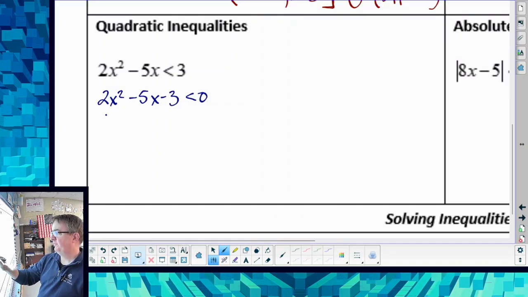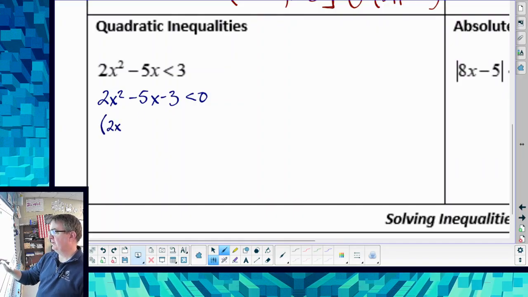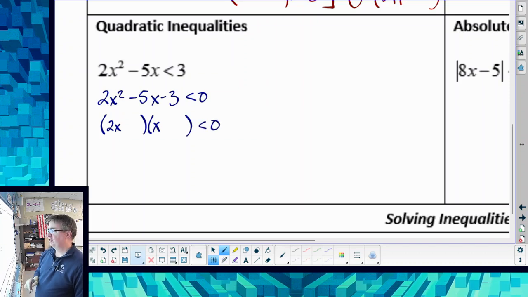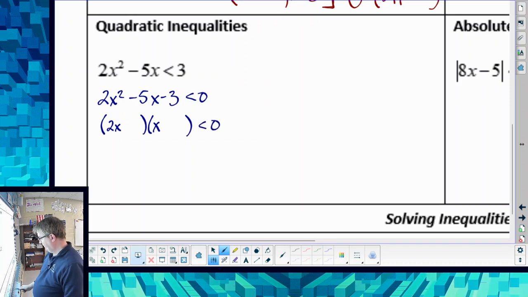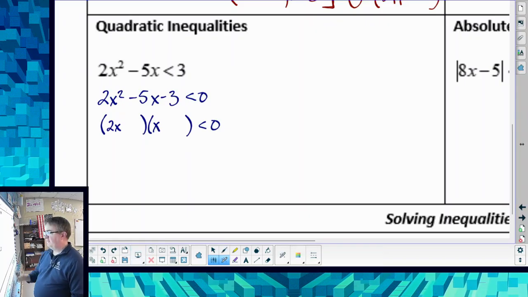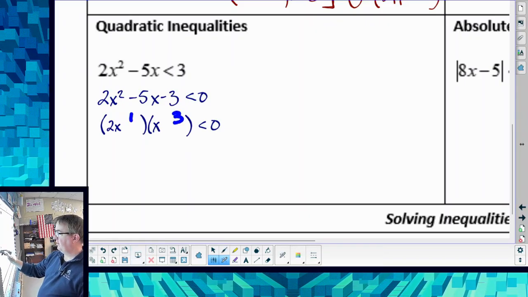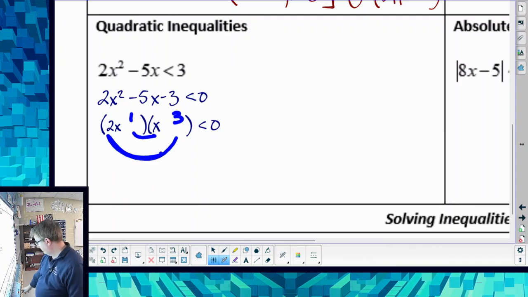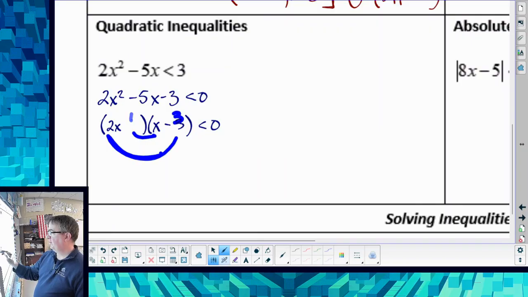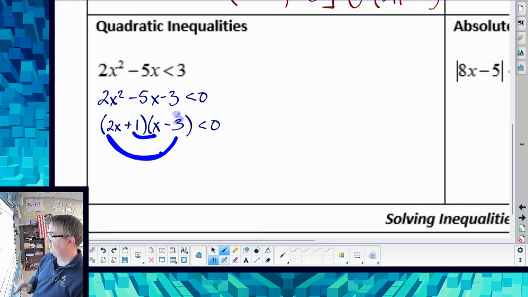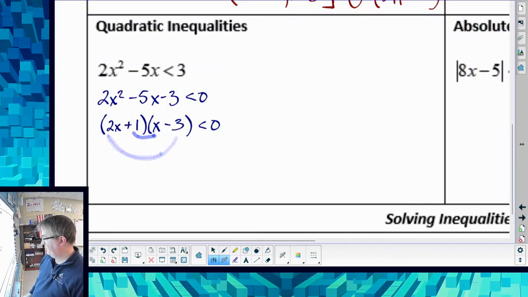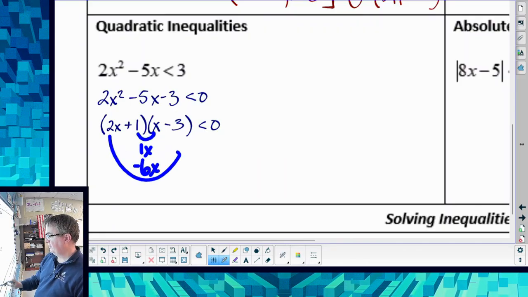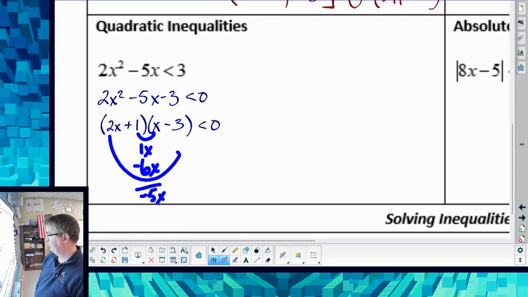Factor it. So I'm going to have a 2x and an x as my front numbers. Question is, where does the 1 and the 3 go? If I do 1 here and 3 here, I'm going to get 6 here and 1 here. So that's going to work. So this will become where the -3 goes. This is going to become a +1. So then when I do the math, again, remember I got 1x here, -6x here. That's how I get my -5.